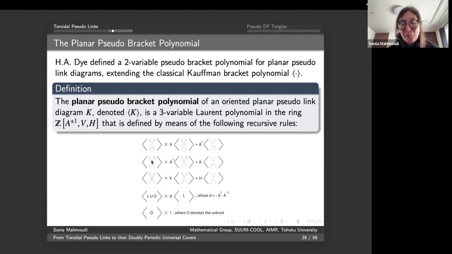But here, because we want to keep the notion of regular isotopy, and this relation between v and h was obtained by Heather-Dye using the invariance of the move PR1, which we don't want in the context of regular isotopy, we decided to keep these two variables as they are. And so this is the relation that defines a bracket-type polynomial for the planar pseudo bracket polynomial. So for the planar case, we have our relation.